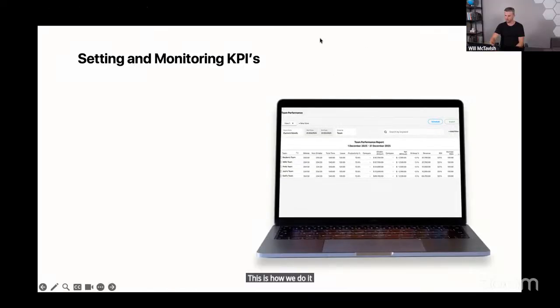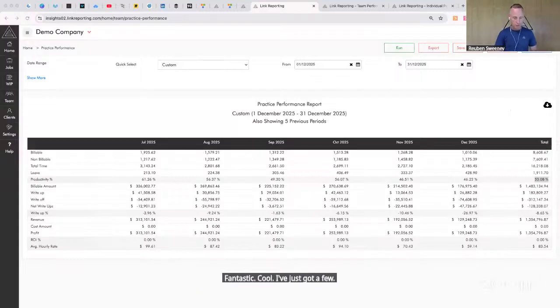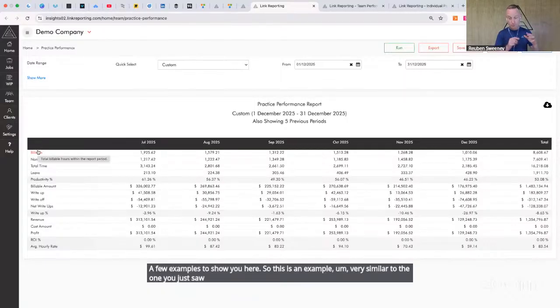I'll stop my screen share here. Fantastic, yeah, you can take over. Cool. I've just got a few examples to show you here. This is an example very similar to the one you just saw for TED, but this is for their entire practice.